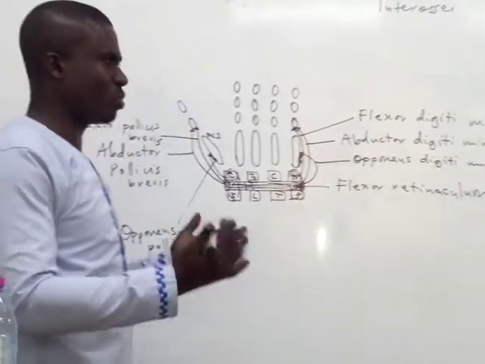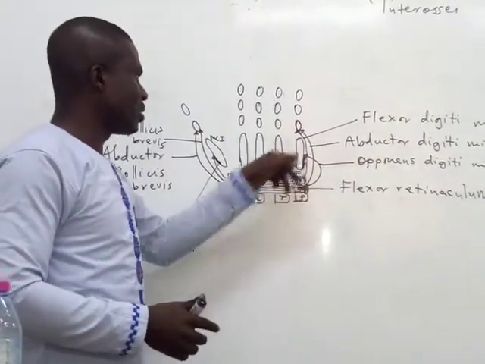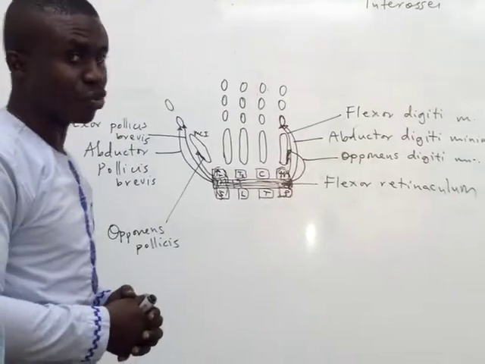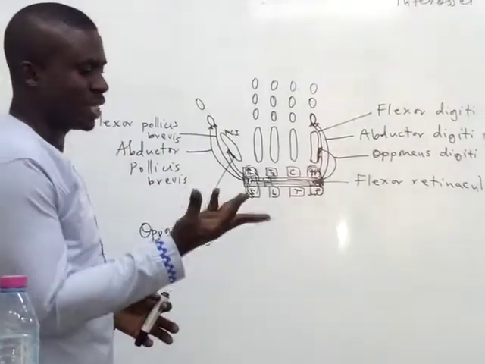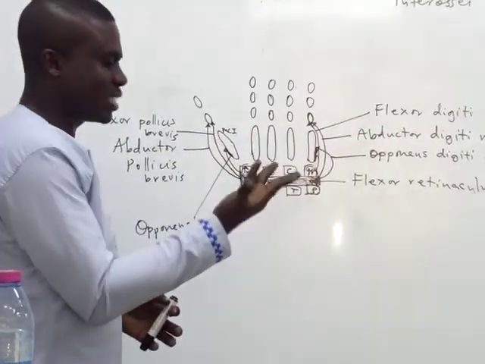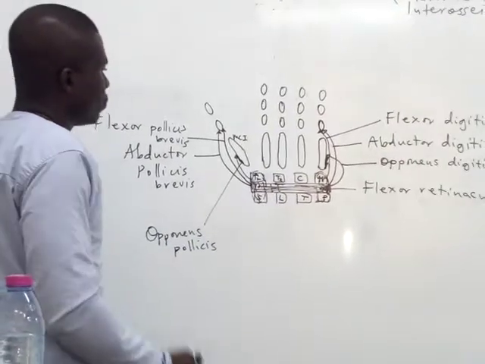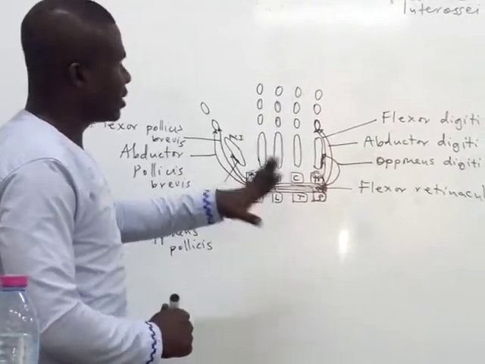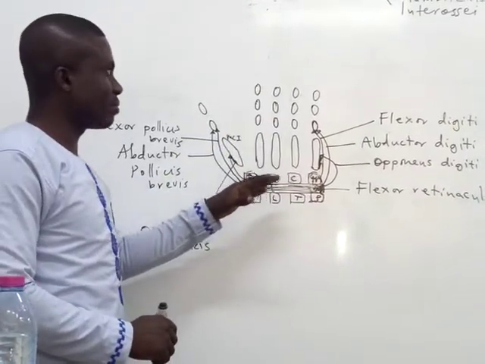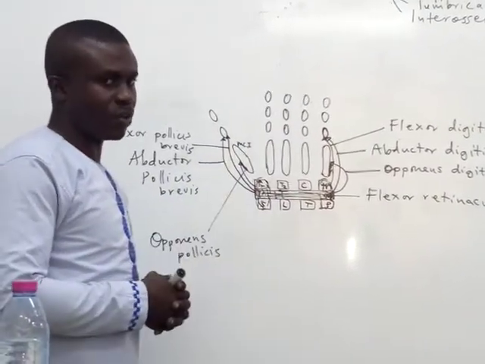Opponens digiti minimi. So the same thing. You need the fifth metacarpal for the opposition movement of the little finger, so that you can flex as well as internally rotate it. So that's what we see. Now we said that the thenar muscles are four in number.